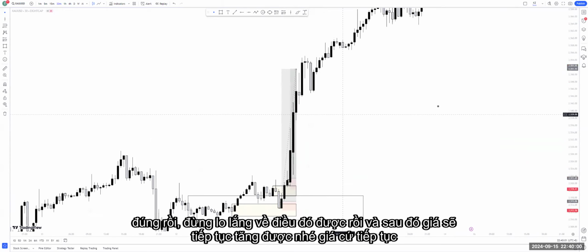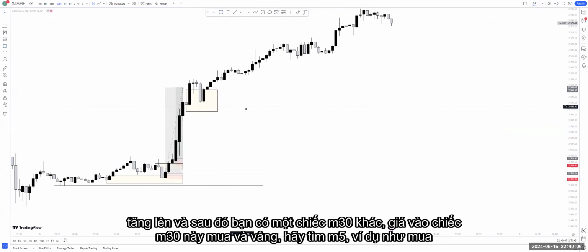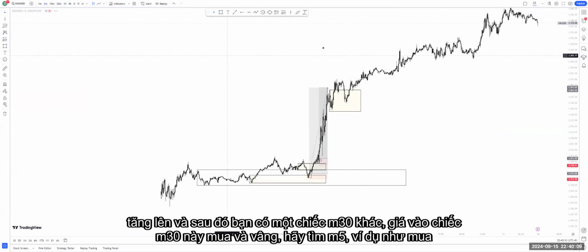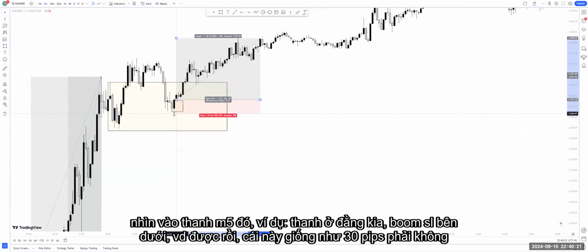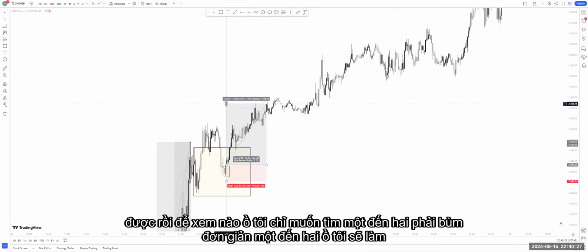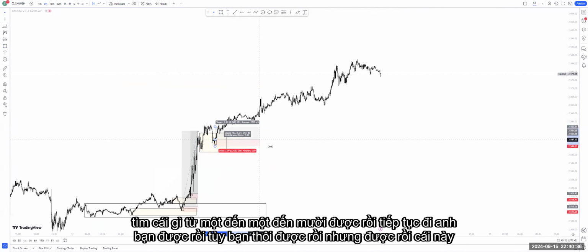And then the price keeps on going up, and then you have another M30. The price gets into this M30 buy, and then look for an M5 EG buy. Look at that. M5 EG bar over there. Boom. SL below the EG. This one is like a 30 pip SL, right? Let's say I just want to look for 1 to 2. Boom. Simple 1 to 2. Or I'm going to look for 1 to 10. Okay, go on, man. It is up to you.